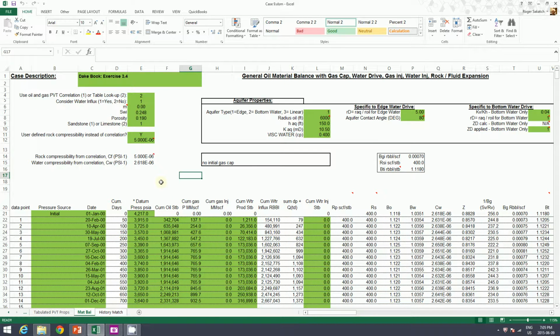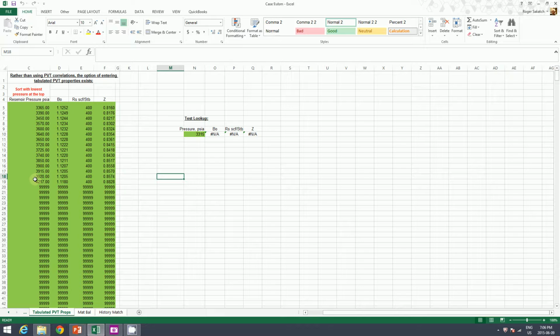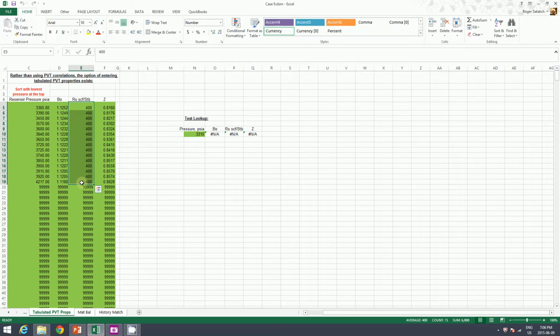So here is the material balance tab from my spreadsheet, and I've got it set up reasonably well here in order to proceed with the analysis. First of all, I'll point out that in this case we're going to be using tabulated PVT properties, and we have them just typed in here. We've got the reservoir pressure sorted lowest to highest. We've got the formation volume factor for oil. We've got the solution GOR, a constant 400 cubic feet per barrel, and the accompanying Z factors.